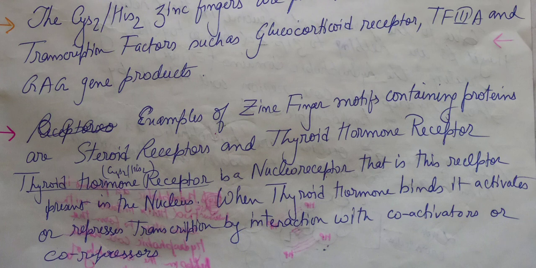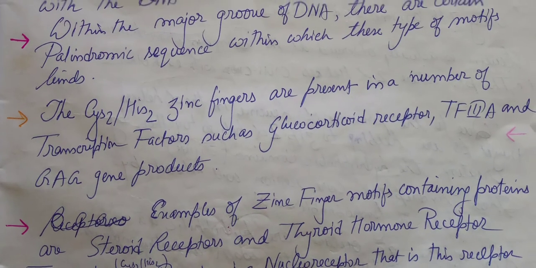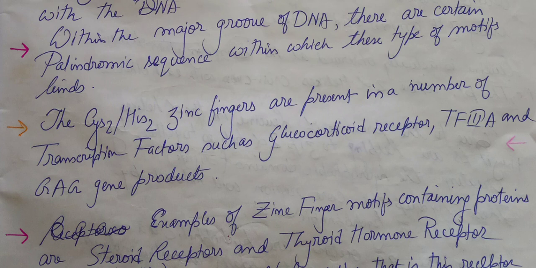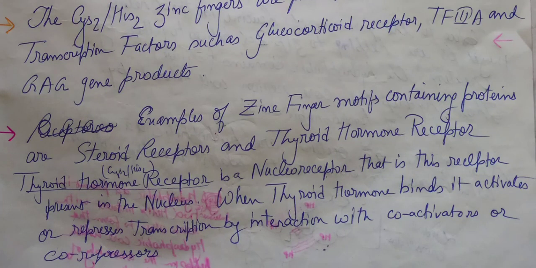So this was about the zinc finger motif, right? With the help of specific amino acids like cysteine and histidine, or cysteine and cysteine, they can interact with zinc and stabilize the secondary structure of the proteins. They can also interact with the DNA and carry out certain functions, like most transcription factors, such as glucocorticoid receptors, TFIIIA, and GAG gene products, which have this type of motif.